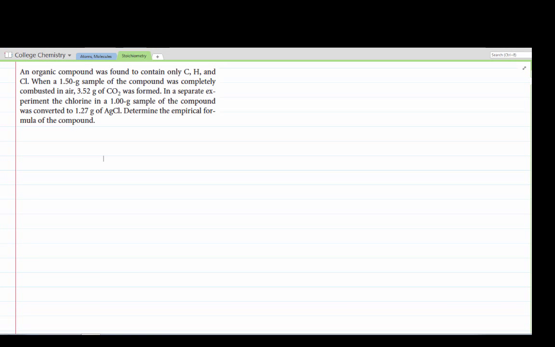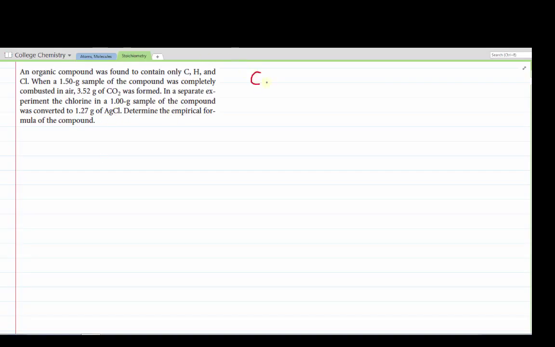Okay, here we have a stoichiometry problem. We have an organic compound that's made of carbon, hydrogen, and chlorine. 1.5 grams of sample was used, and we observed 3.52 grams of carbon dioxide was formed. And in another experiment, chlorine in 1.0 grams of sample was converted to 1.27 grams of silver chloride. We have to find the empirical formula.